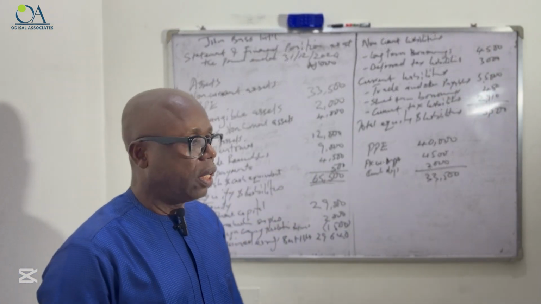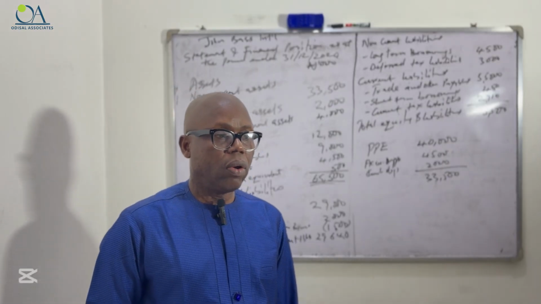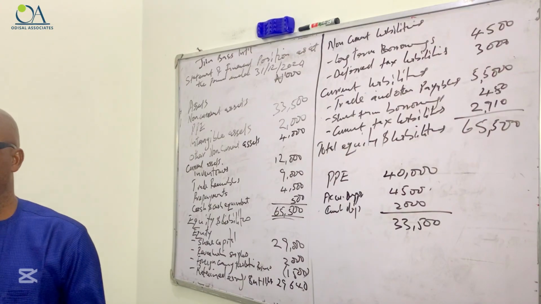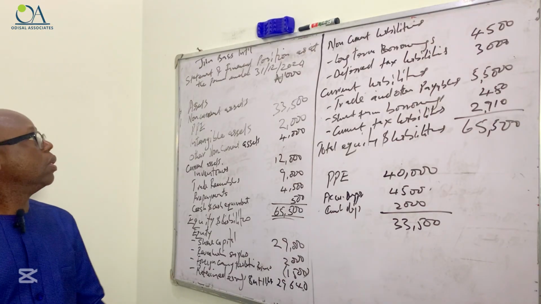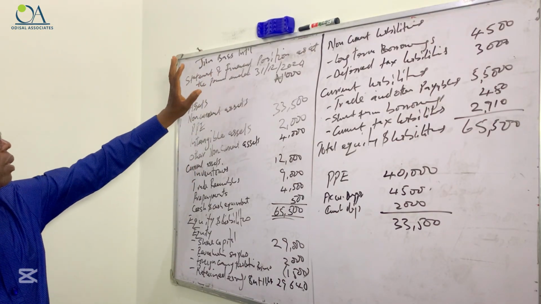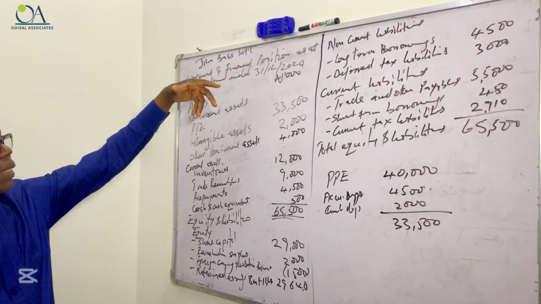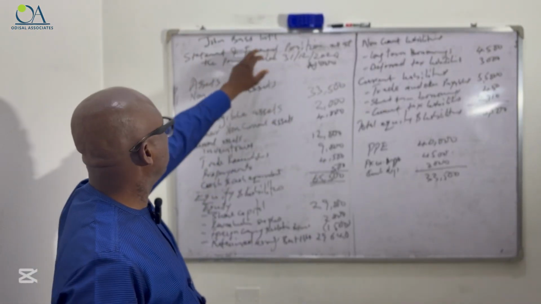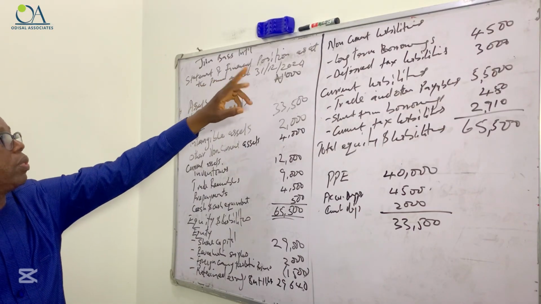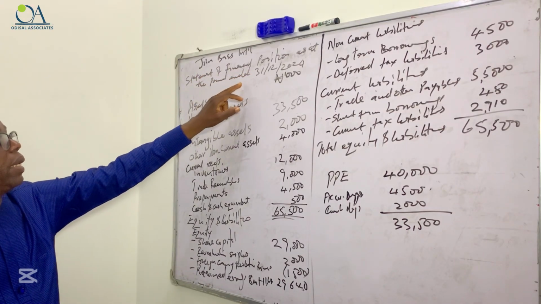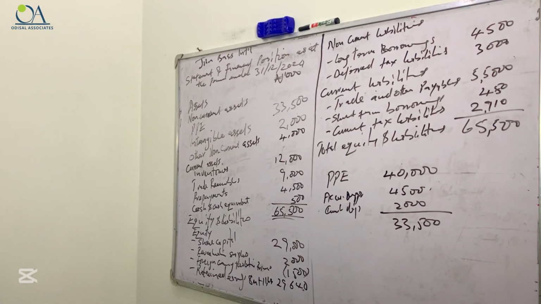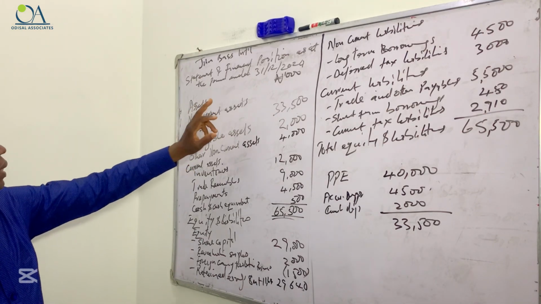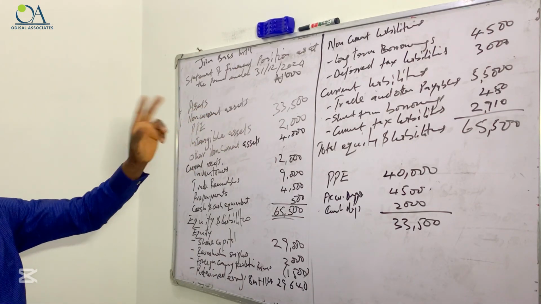Having finished the statement of profit or loss and other comprehensive income, let us look at the statement of financial position. As usual, the company, the title and the date. As you see, John Barr's International Statement of Financial Position as at the period ended 31st December 2024. So we have the assets, non-current assets. We start with PPE.